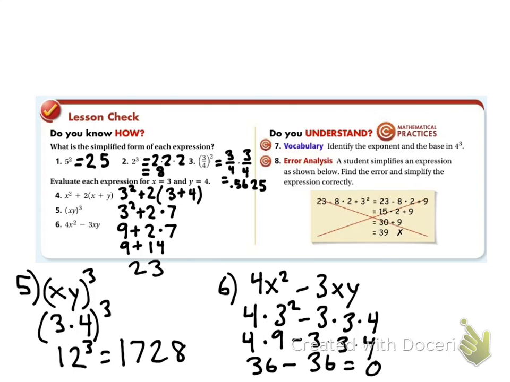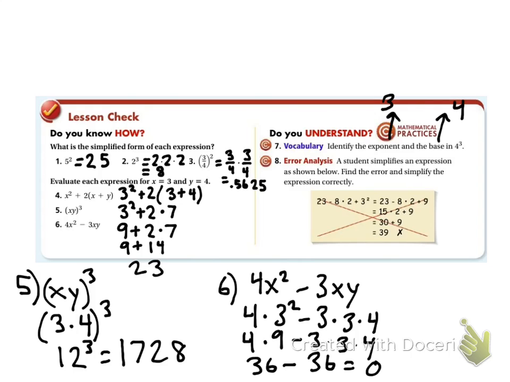In number 7, my exponent is 3, and my base is the 4. Remember, your base is the big number, and your exponent is the little number up top. And finally, if we look at this student's work and try to evaluate it, they didn't get the right answer.